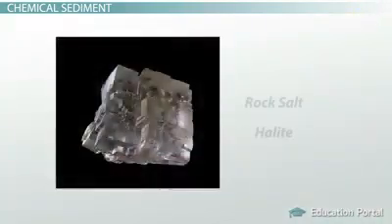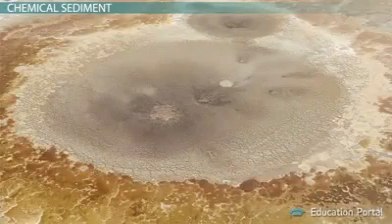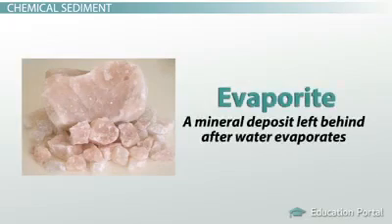Rock salt, or halite, is an example of a mineral found in rocks that forms from the evaporation of water. Rock salt forms from seawater, which is salty. When the water evaporates, the salt is left behind in the crystal form that we call rock salt. So rock salt is an evaporite, which means that it is a mineral deposit left behind after water evaporates.